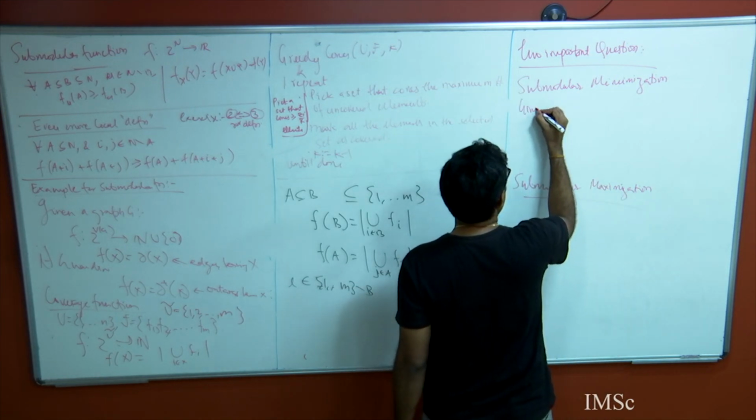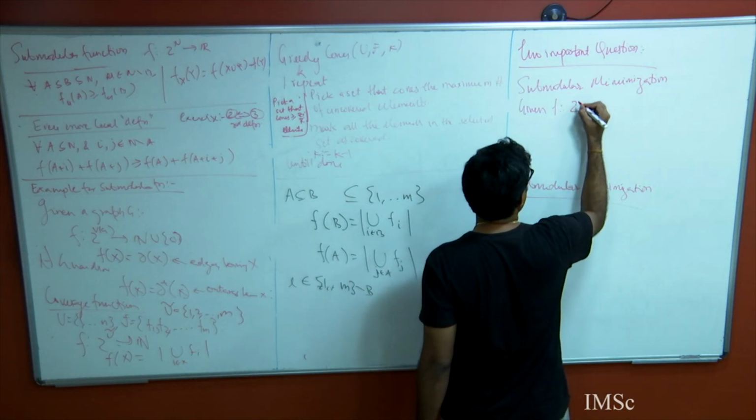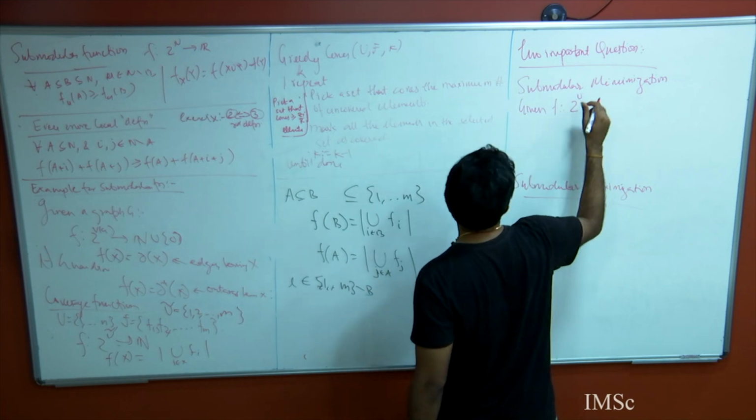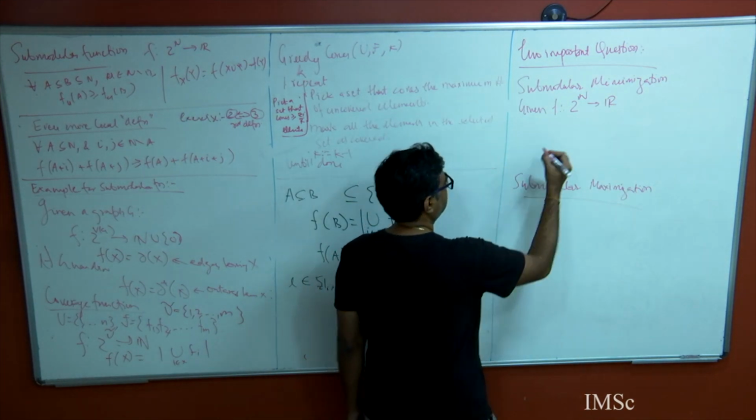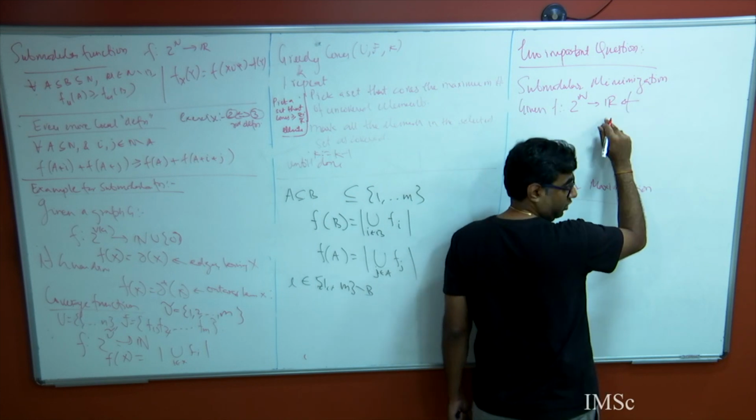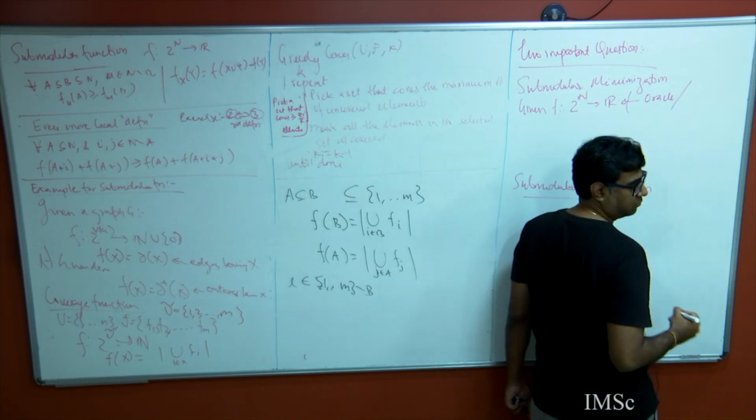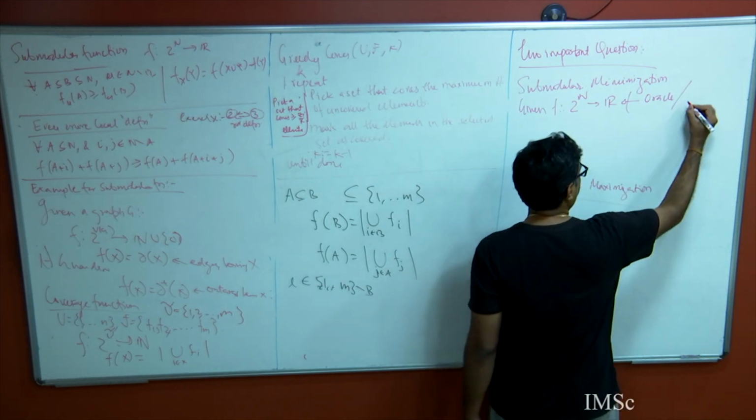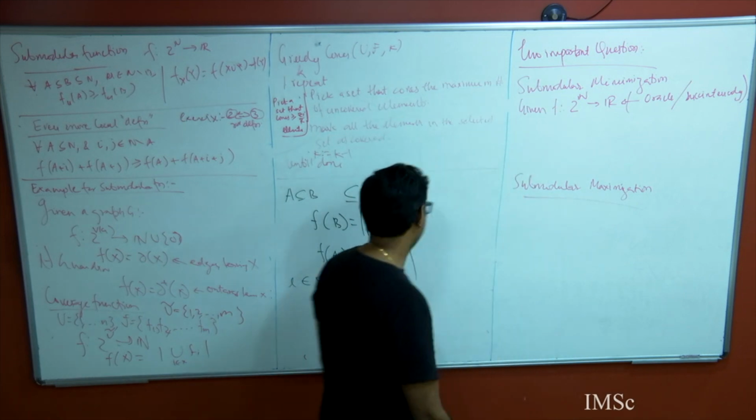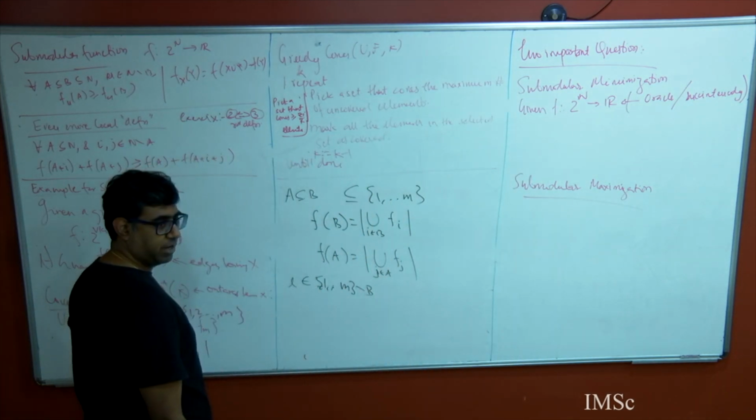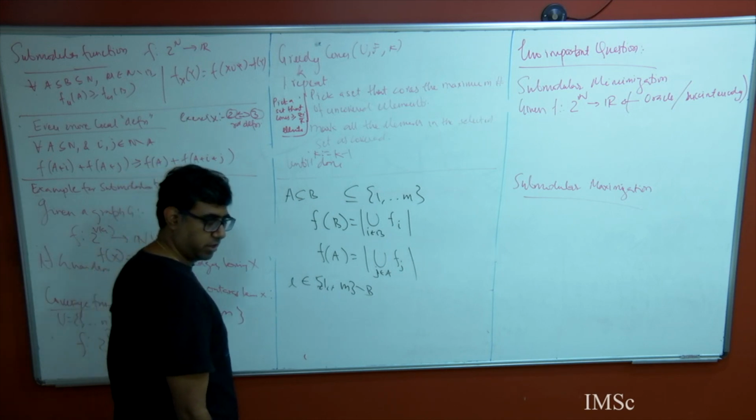So given f, what is our objective? f from 2 to the power of the universe, 2 to the power m, to R, right? And this is any function. But how this is given to you is also an important question. Imagine that this is given to you as an oracle or somehow in some succinct encoding. Is the rank function of a matroid submodular? Think about it.